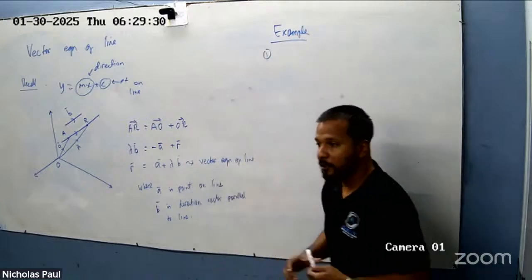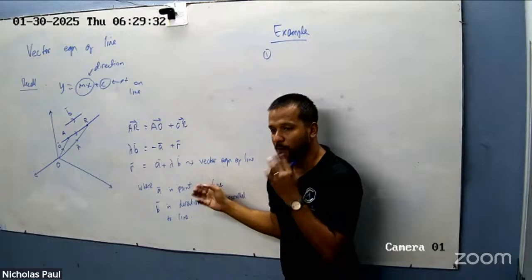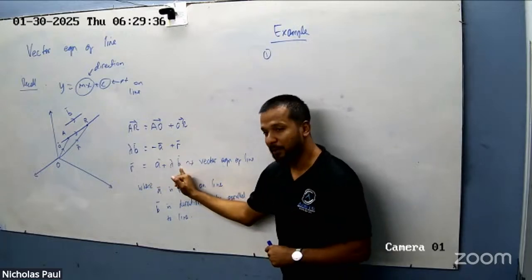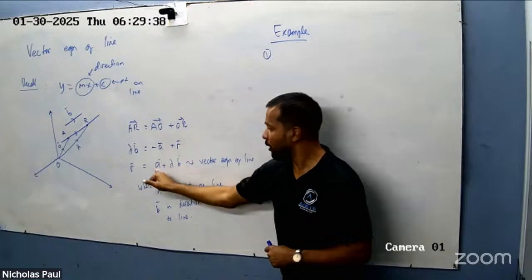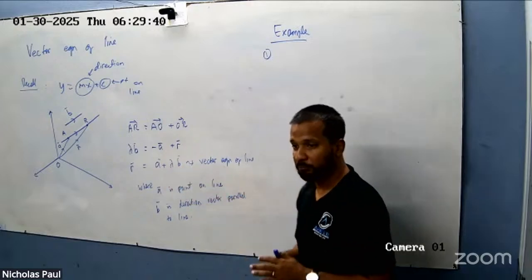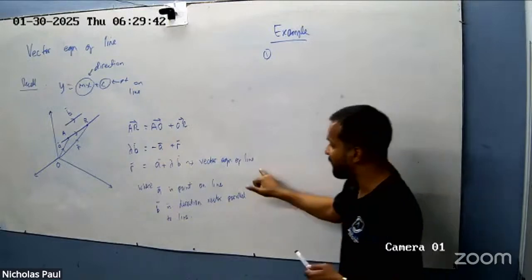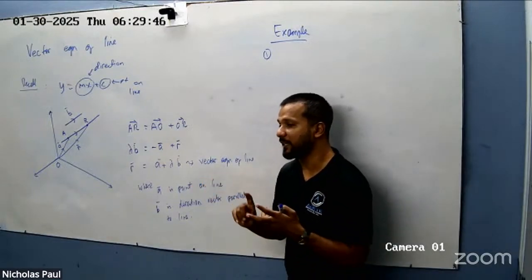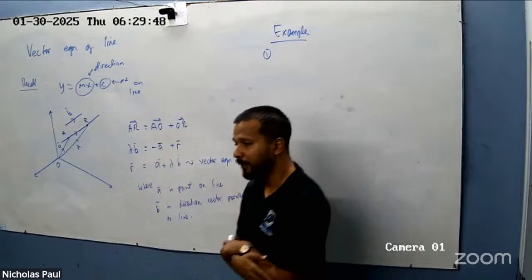Right. So in short, all we need is a point on the line and a vector parallel. Plug them in there. That's called the vector equation of the line. So, I'm going to show you how to get the parametric form.